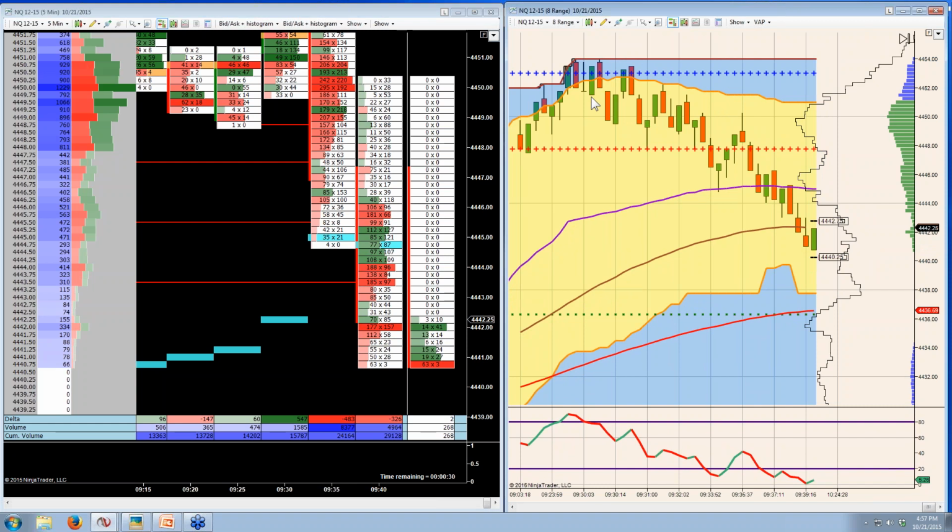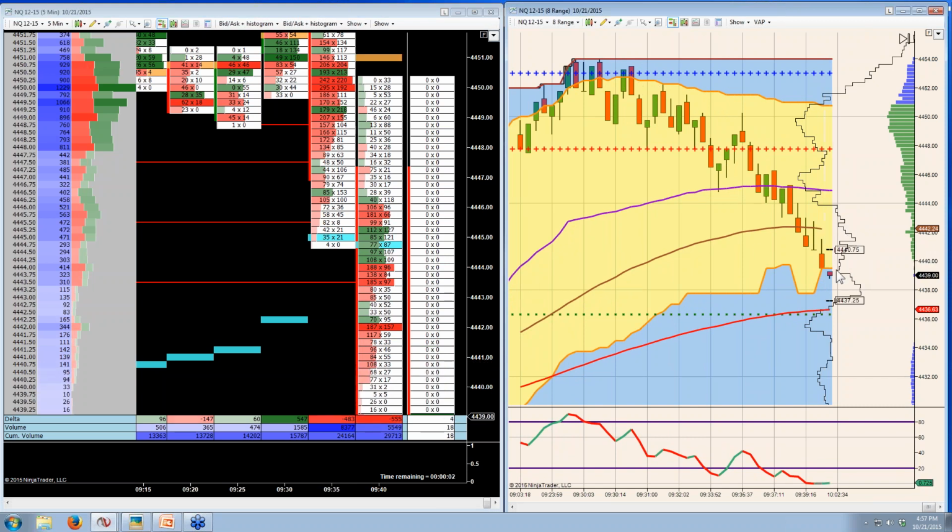Now, what you'll notice when we don't have a really strong direction is that price will cycle. It'll go from the top of the value area down to the bottom and then back up to the top and then down to the bottom. So it can cycle a few times a day and you can ride it from one side to the other.